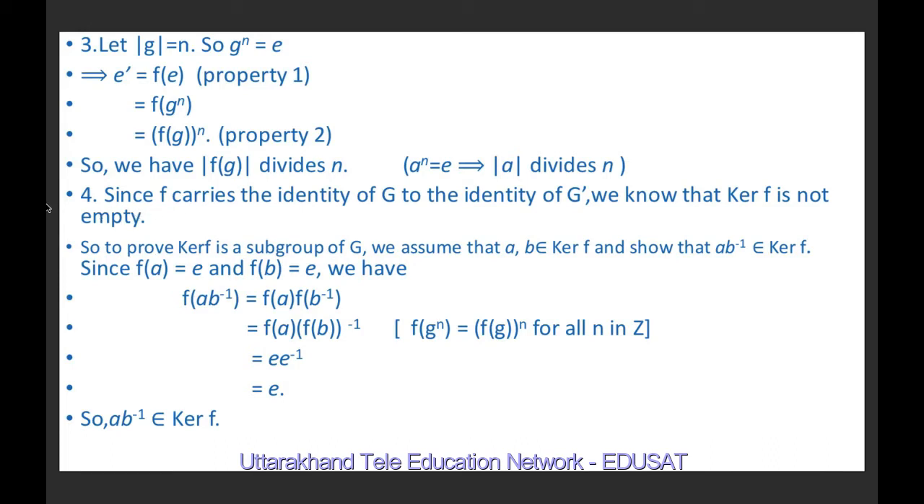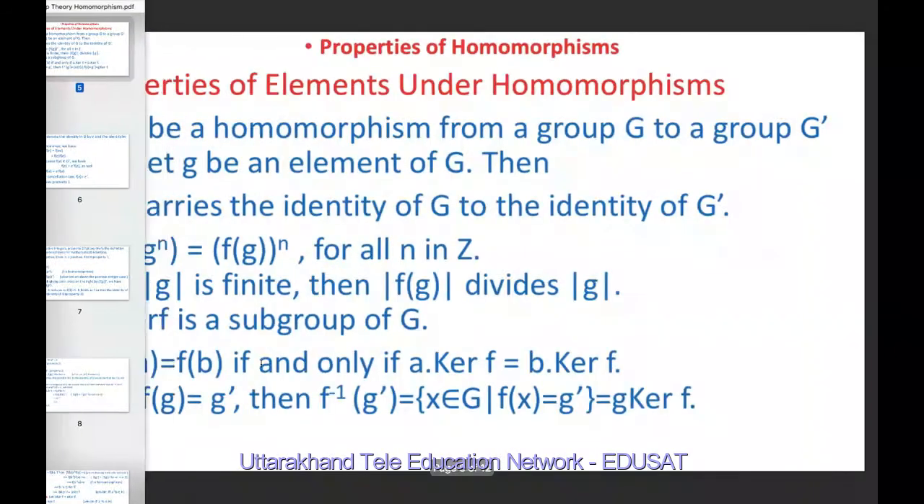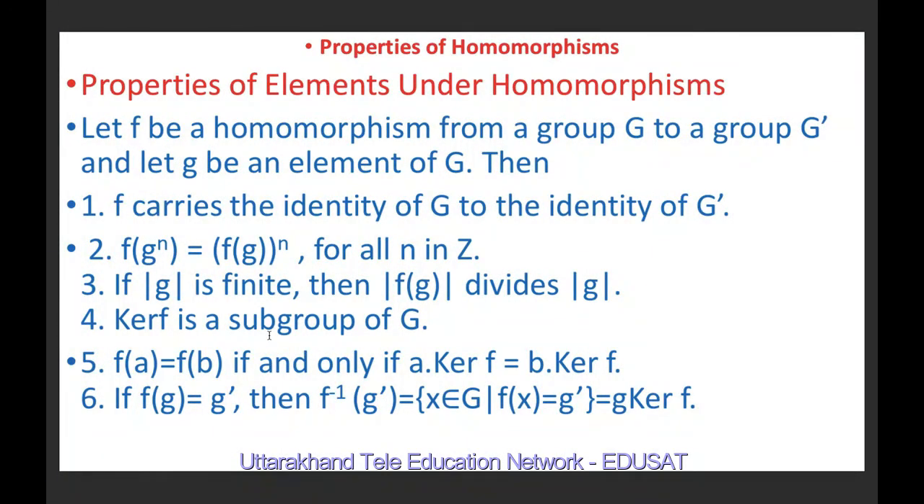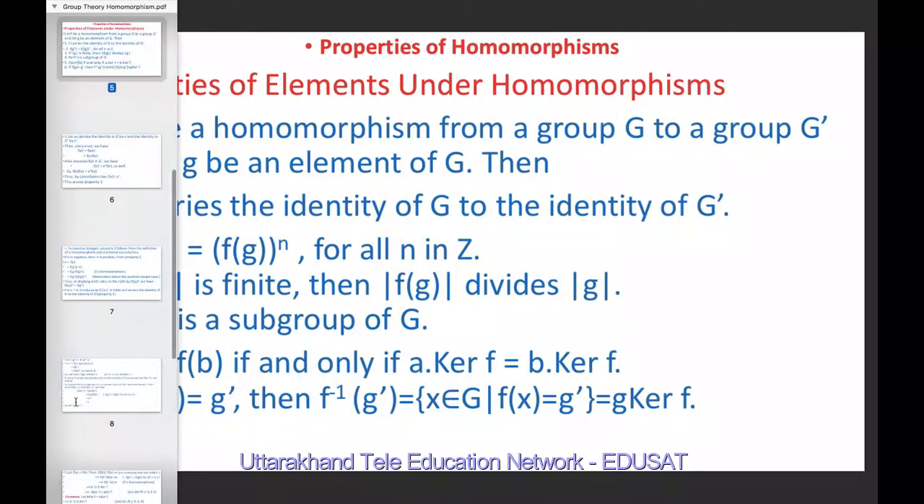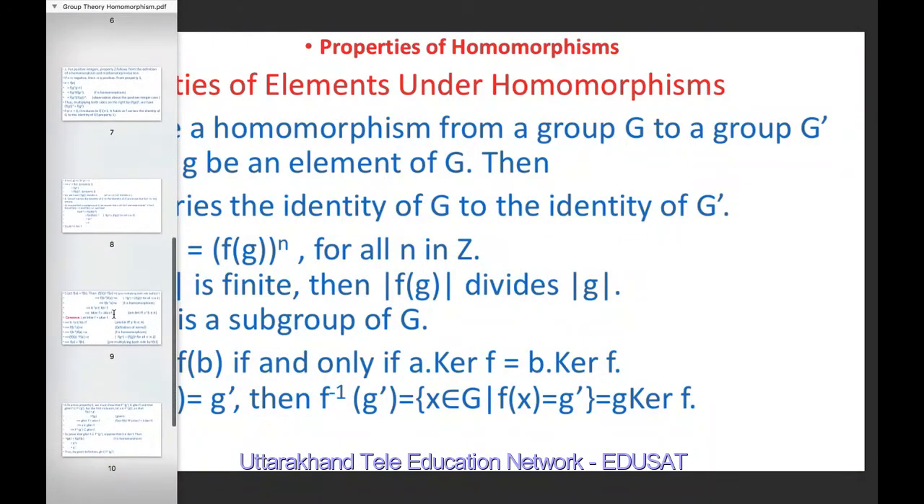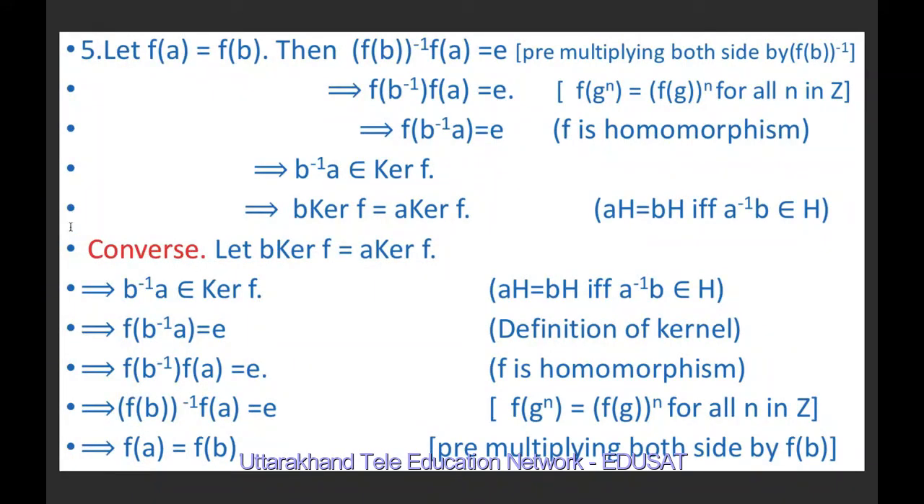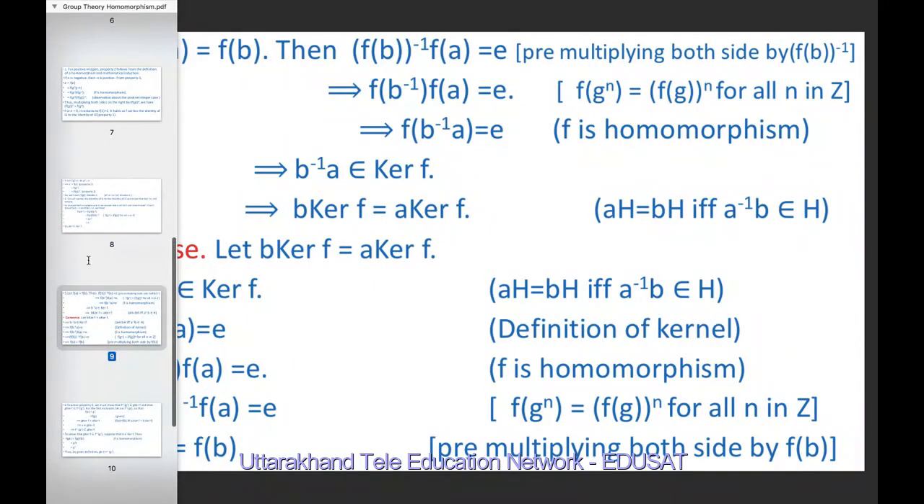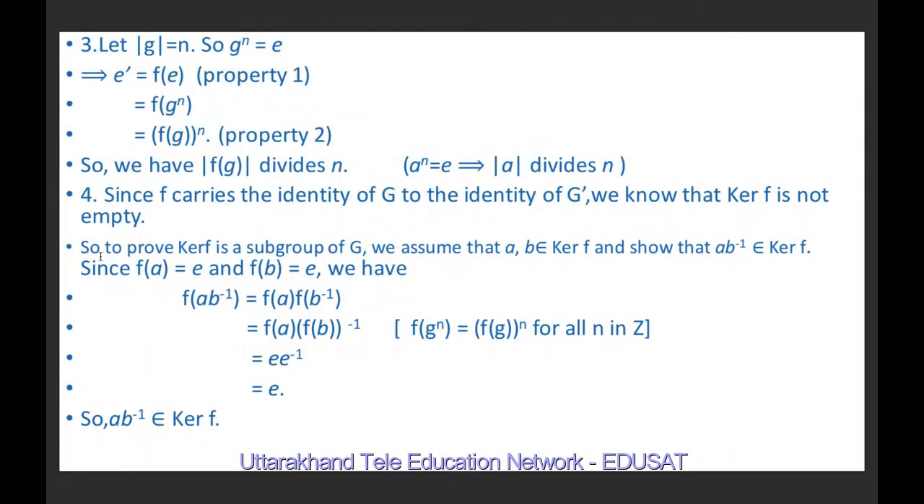So the next property is: the kernel of f is a subgroup of G. To prove the kernel of f is a subgroup of G, we assume that a and b are any two elements of the kernel of f. To prove it to be a subgroup, it is sufficient to show that ab inverse belongs to the kernel of f by properties of subgroup.